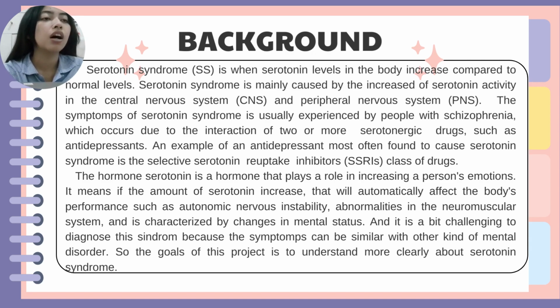class of drugs. The hormone serotonin plays a role in increasing a person's emotion. It means if the amount of serotonin increases, that will automatically affect the body's performance, such as autonomic nervous instability, abnormalities in the neuromuscular system, and is characterized by change in mental status. And it is a bit challenging to diagnose this syndrome because the symptoms can be similar to other kinds of mental disorder. So the goal of this project is to understand more clearly about serotonin syndrome.